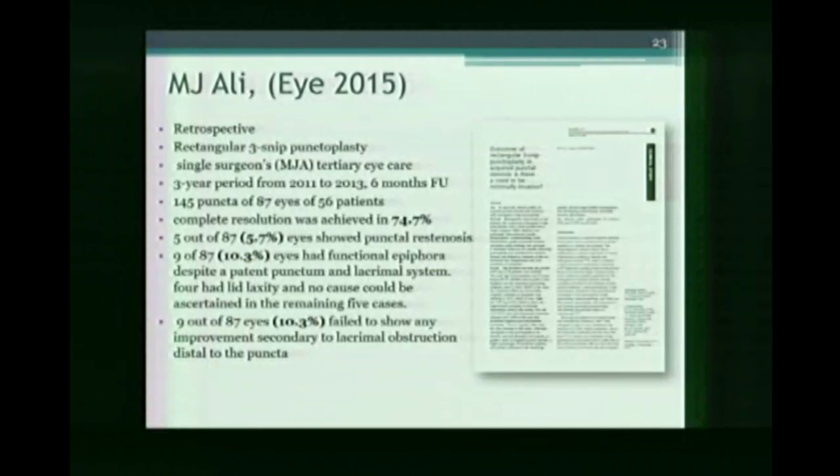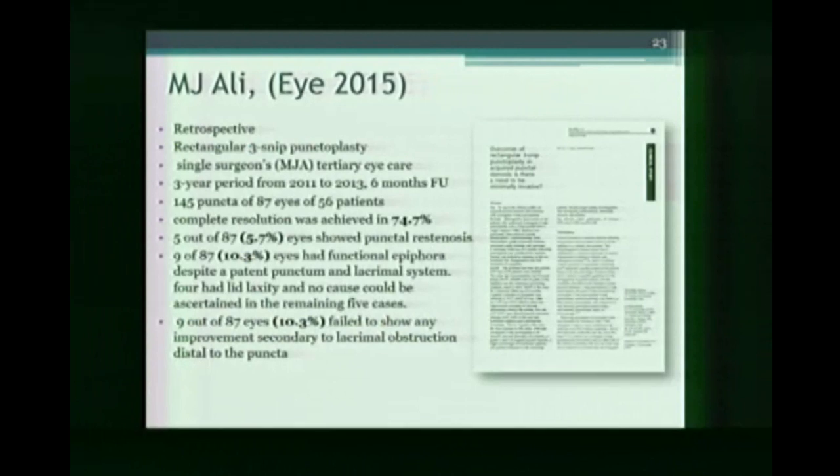3-snip procedure. For example, Muhammad Javid Ali from India, who was here 2 years back, reviewed his patients retrospectively, all done by him, a single surgeon over 3 years. And he mentioned that he did the rectangular punctoplasty for all patients. They included 145 puncti, and the complete resolution was achieved in over 74%.